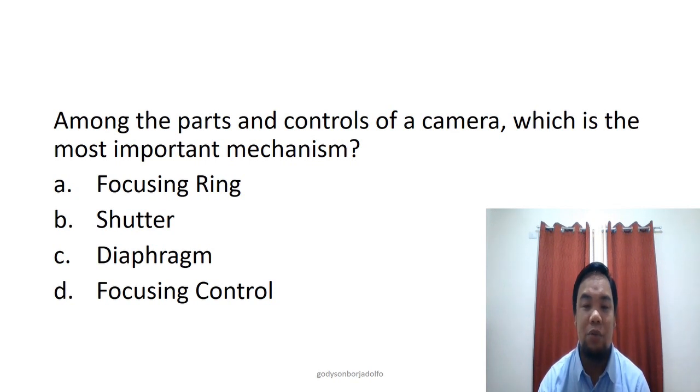Allow me to read. Among the parts and controls of a camera, which is the most important mechanism? A. Focusing ring. B. Shutter. C. Diaphragm. D. Focusing control. Take note that the facts included are among the parts and controls of the camera. So the choices are the parts and controls of the camera.